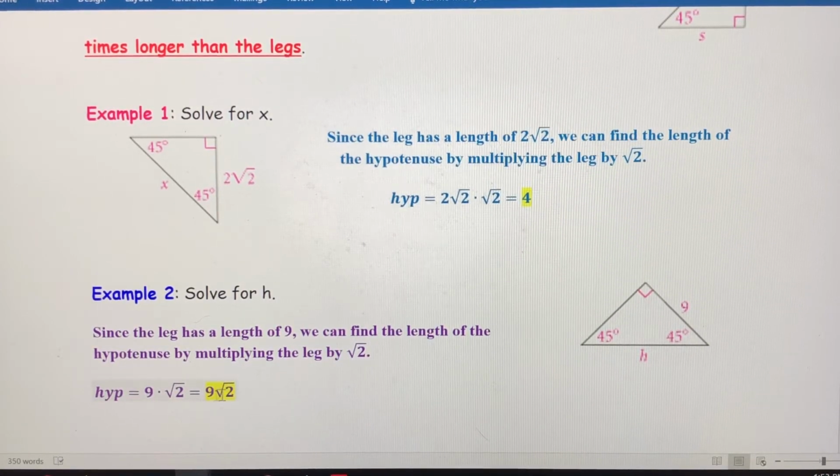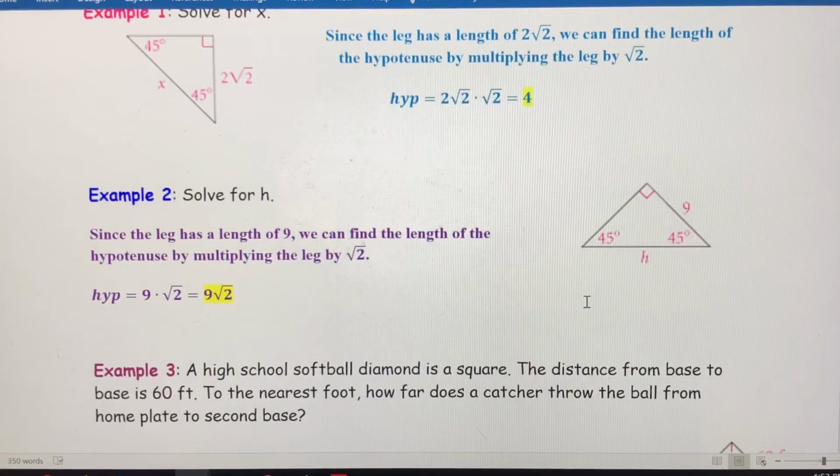We want to leave these in radical form because they're exact, okay? You could approximate this using a calculator, but we want to stick with exact answers when we can. And exact answers are going to have the radical expression in there. Just to reiterate, if you were given the hypotenuse as 9 radical 2 and you were asked to find the legs, you would have just divided this by radical 2, which would have given you 9, okay?